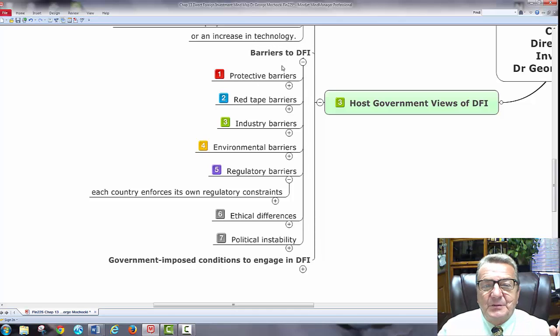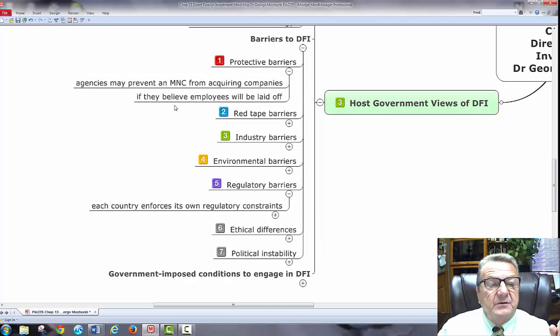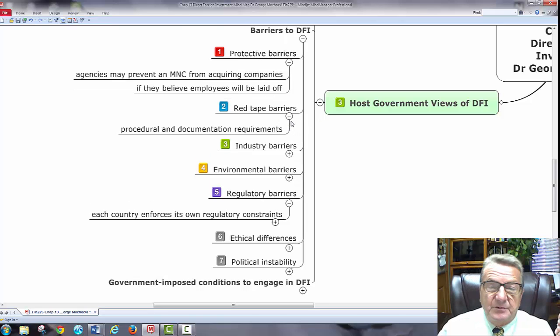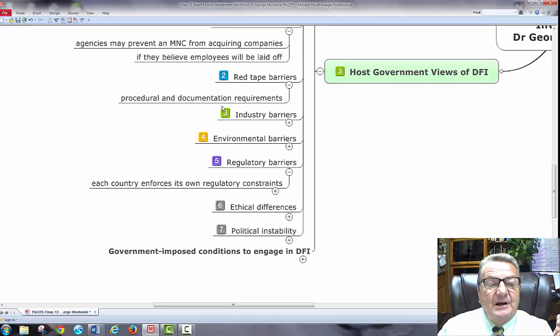I got a class in a little bit, but I'm just looking at that. Barriers to direct foreign investments, protective barriers. Agencies may prevent MNCs from acquiring companies if they believe employees will be laid off. Remember, this is the government that may do that. Red tape barriers. Geez, red tape. Yes, we're not too bad, but we're pretty bad on that.